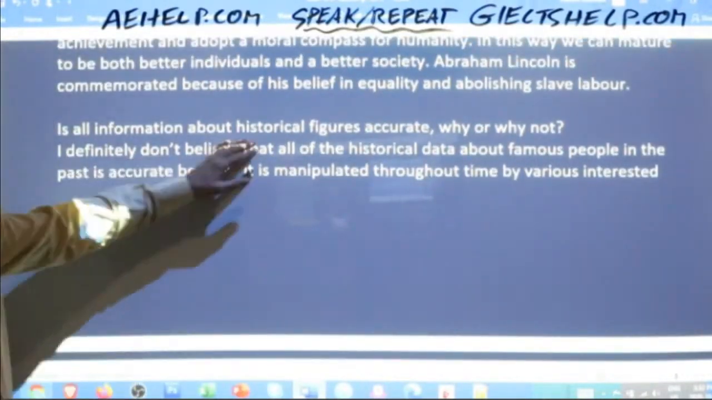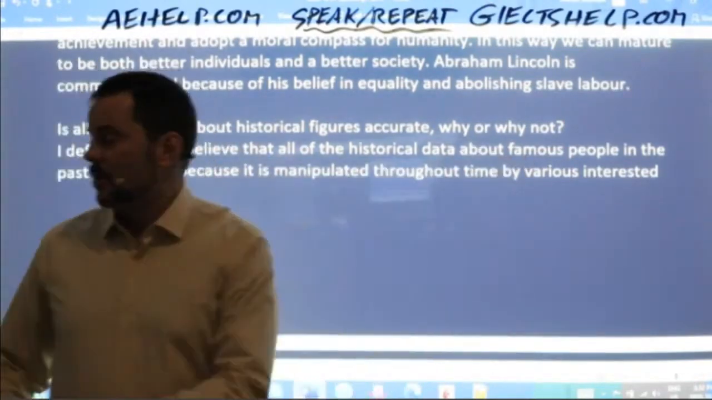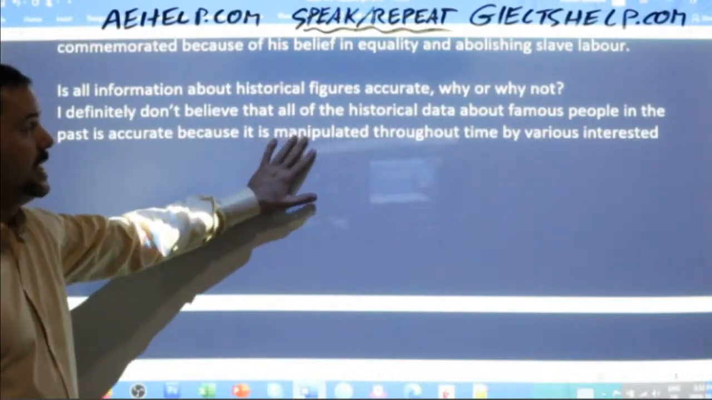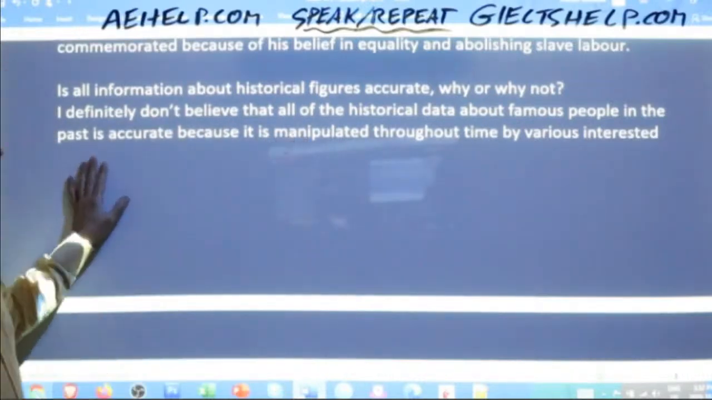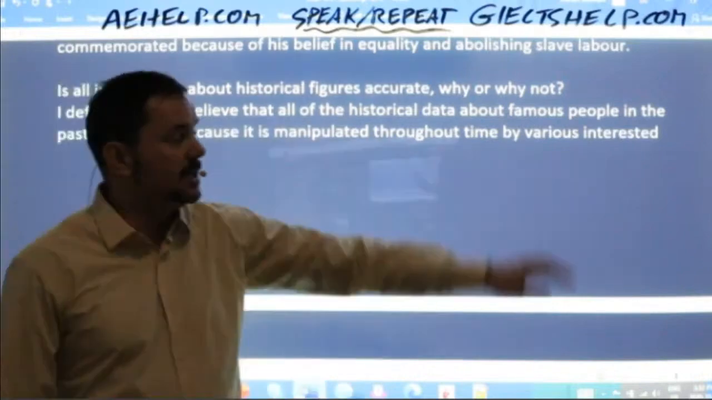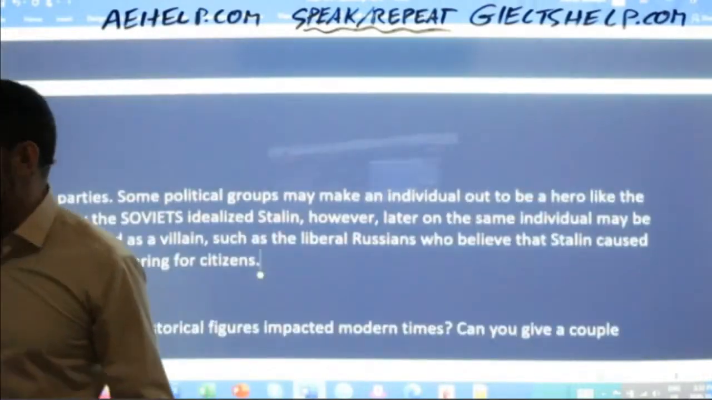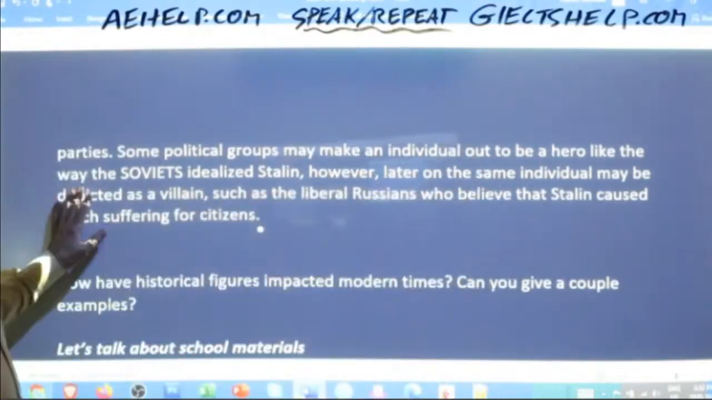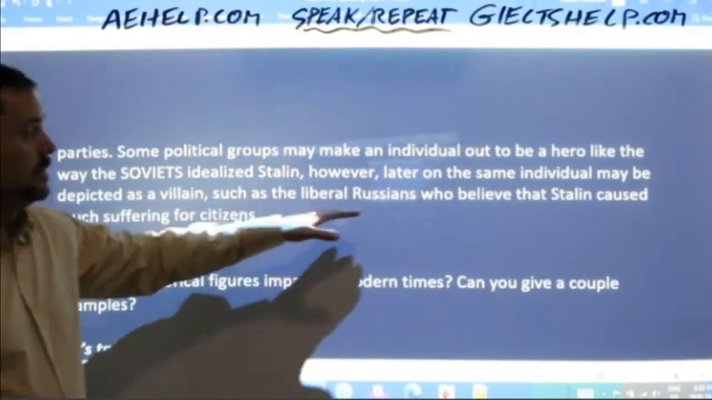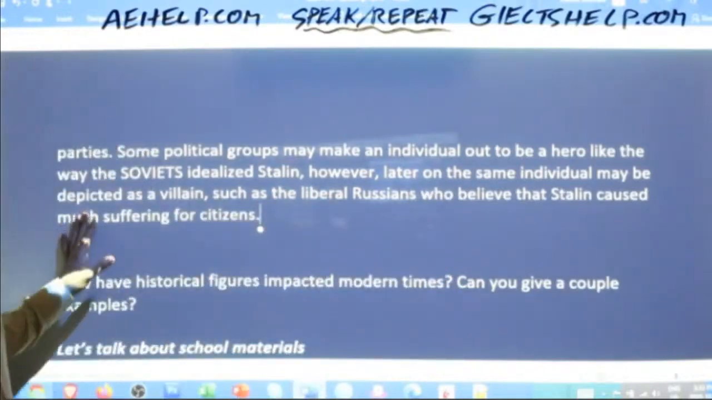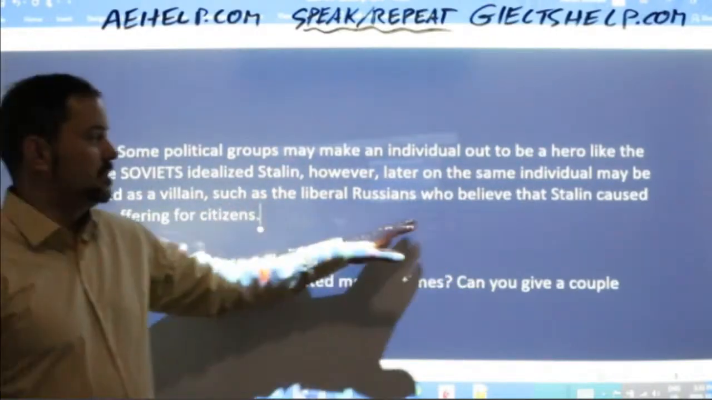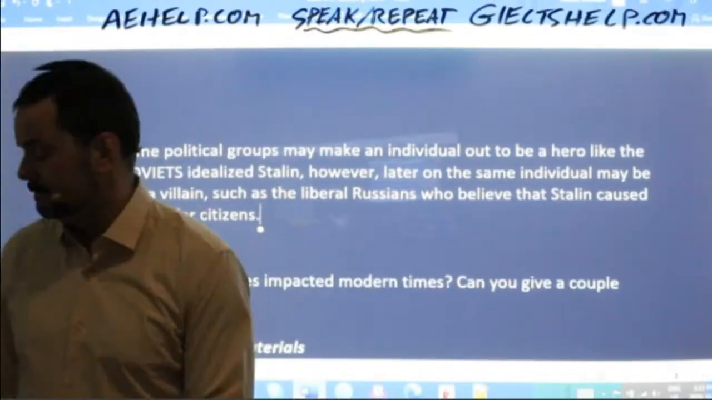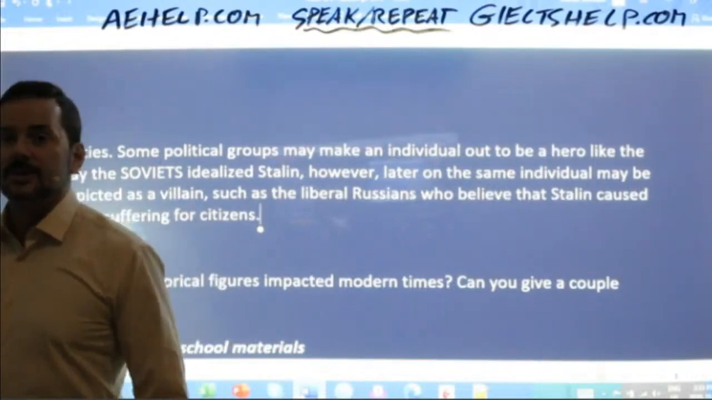Is all information about historical figures accurate? Why or why not? I definitely don't believe that all of the historical data about famous people in the past is accurate because it is manipulated throughout time by various interested parties. Some political groups may make an individual out to be a hero, like the way Soviets idealized Stalin. However, later on, the same individual may be depicted as a villain, such as the liberal Russians who believe that Stalin caused much suffering for citizens. Okay? So answer, explain, example.